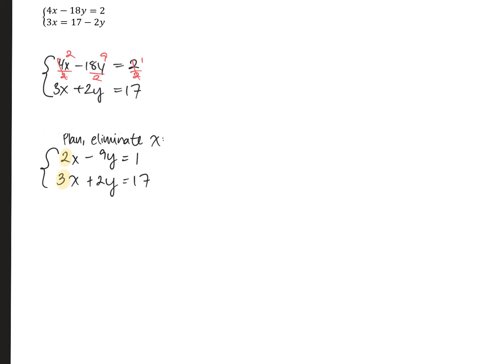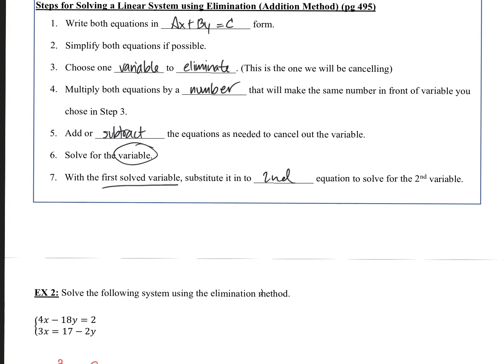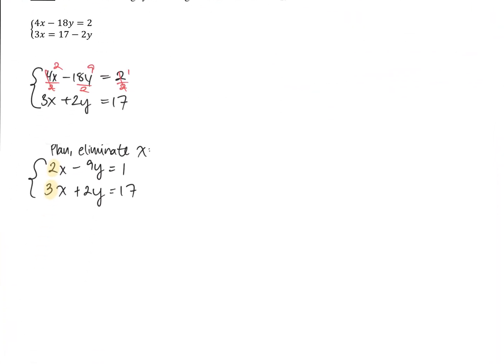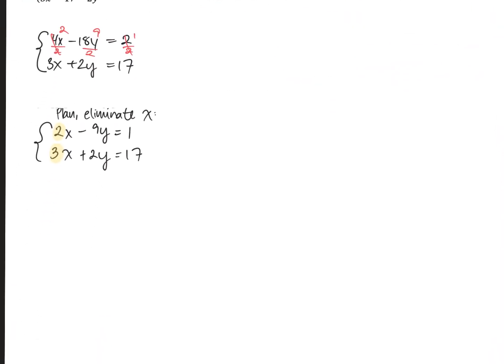And how do we do that? Well, the next step says multiply both equations by a number that will make the same number in front of the variable. So note, right now, in front of our variable, we have a 2 and a 3. We want them to be the same. So think of a common number that 2 and 3 can both go into. Well, they can both go into 6, right? So we're going to create a 6x. So my goal is to end up with a 6x for the first equation and a 6x for the second.